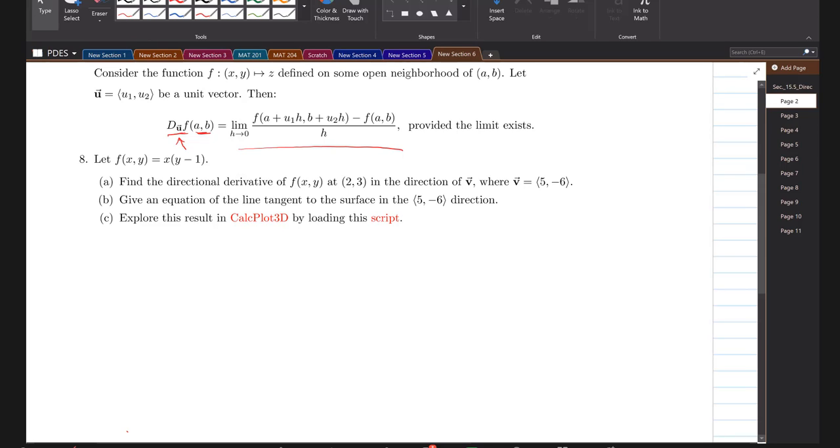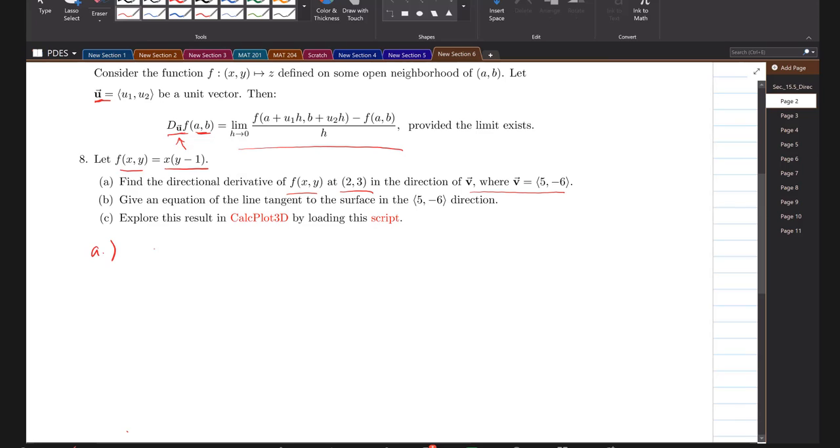So here we've got the function f of x, y is equal to x times y minus 1. And the directional derivative, we want to compute that at the point 2, 3 in the direction of v, where v is the vector 5, negative 6. Okay, so first of all, in order to do this, what's the first thing we need to do? Based on the way our author's given the directional derivative definition.